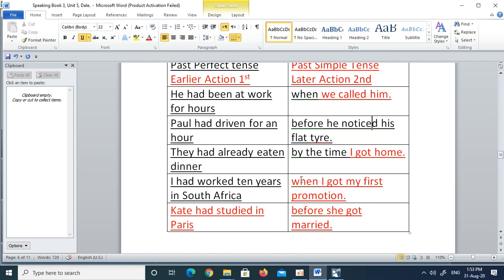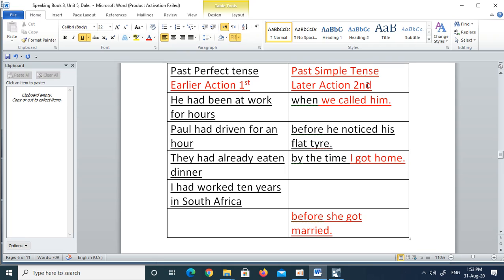They had already eaten dinner. That is the first action, and because it is the first action, it has the past perfect tense, which means it has to have that verb had. They had already eaten dinner by the time I got home. The second action, I got home, is just the past simple tense.